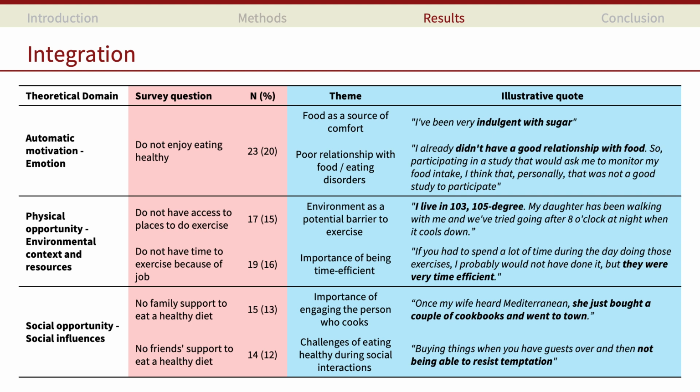Environmental context and resources were also mentioned. Extreme weather was mentioned as a barrier, while the time-efficient exercises that we provided in the study were mentioned as a facilitator. And finally, we noticed that social influences could be both a barrier or a facilitator, and I think those 2 quotes here illustrate this conflict very well.